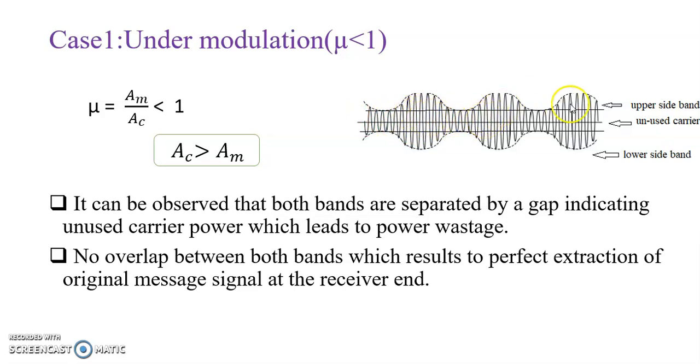While sending this unused carrier with the upper sideband and lower sideband will lead to power wastage, because the message is present in both sidebands. In this portion there is no useful message. So sending this with the message signals will lead to power wastage. But at the same time, at the receiver side, perfect extraction will happen. We can easily recover the message signal.